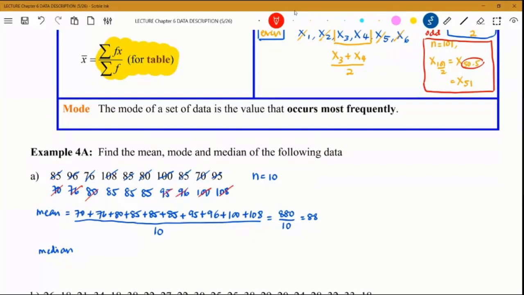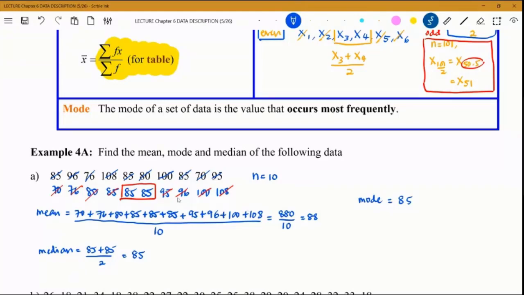So in the end we have to add up these two numbers. Once we add up, we get the same value, which is 85. Okay, and then for the mode, which data is repeated many times? 85. 85, good. Because we have 85 three times, so we will take it as the mode. Okay, so that's how we find the mean, mode and median.